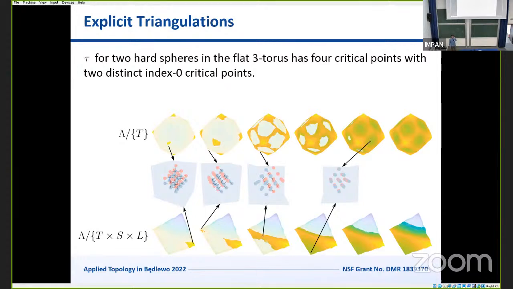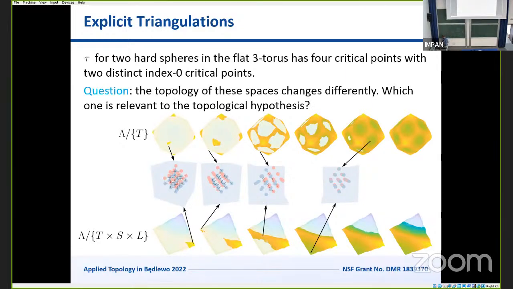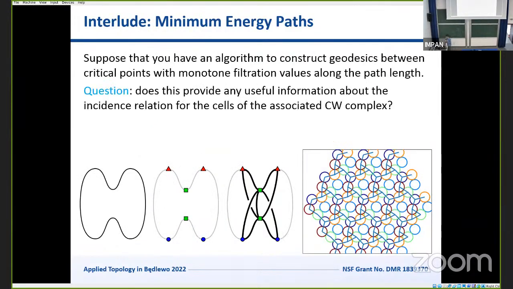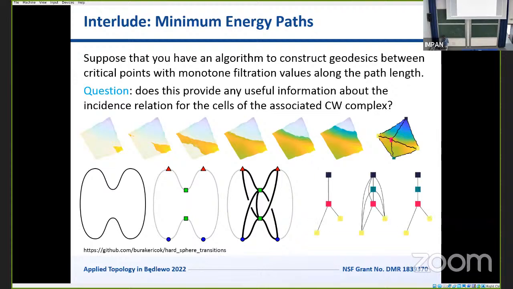Again, it's not obvious to me what these quotient groups, quotient maps are doing to the topology of the space. I can show you. It's not obvious to me until I saw that. Right, so the topology of the spaces changes differently. Which one is relevant to the topological hypothesis? And then the 6th one is a little bit of an interlude, and I'm just going to skip this.